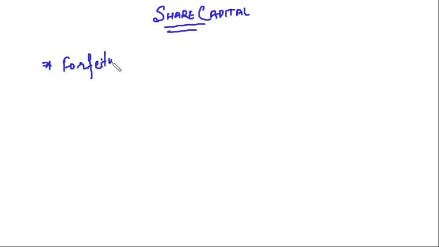Hello friends, we are going to continue with share capital. In the last lecture we started with a very important topic of share capital, that is forfeiture of shares. To explain it, I took an example where one person subscribed to all the 10,000 shares of the company. He paid the application and allotment money but failed to pay the first call. The second call was not made by the company. This example we did.